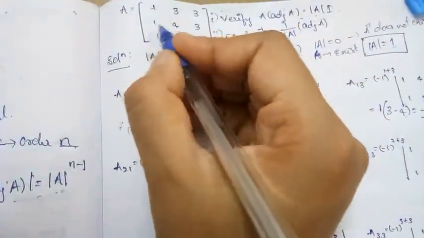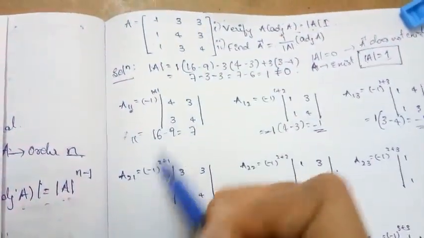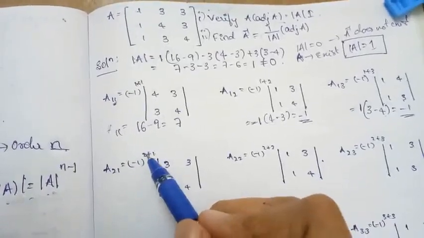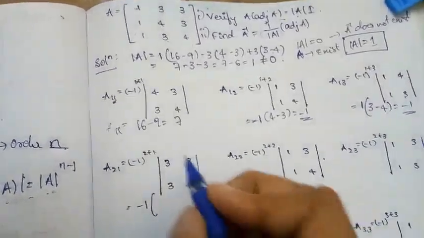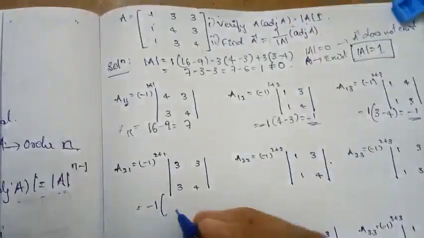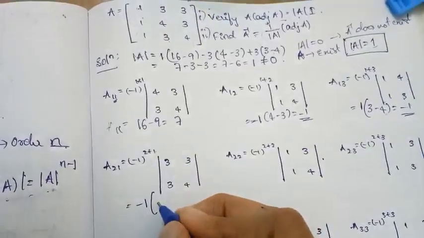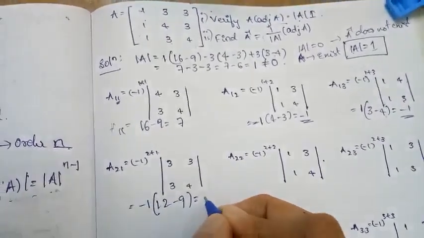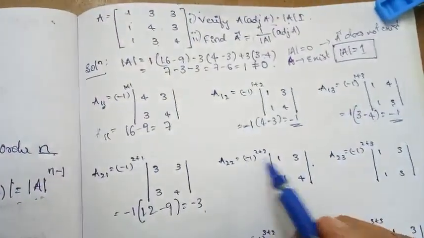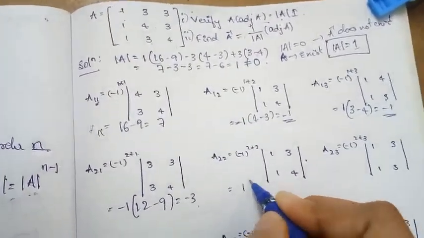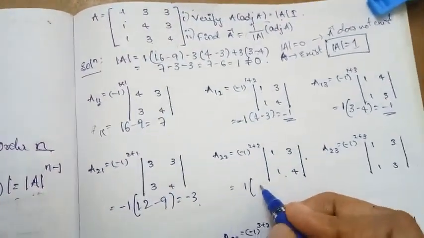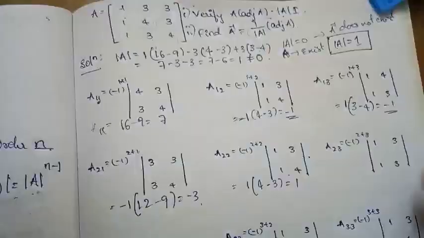Again here A21, this element's cofactor, minus 1 to the power 2 plus 1, the position of that element, so 2 plus 1 is again minus 1. Deleting the row and column containing this element, the remaining elements are 3, 3, 3, 4. The determinant value is 12 minus 9, which is equal to minus 3. The next element A22, the cofactor is minus 1 to the power 2 plus 2, which is 1. Deleting the row and column, the remaining elements are 1, 3, 1, 4. The determinant value is 4 minus 3, which is equal to 1.